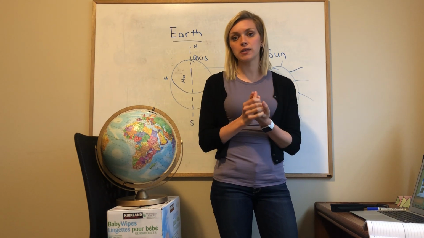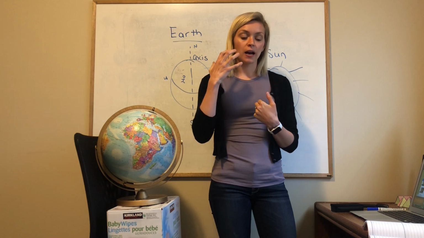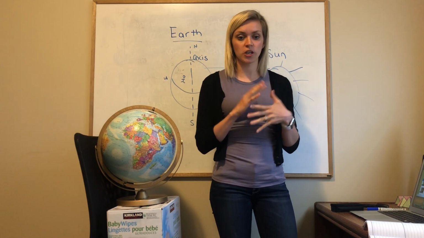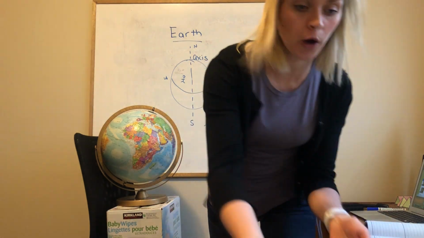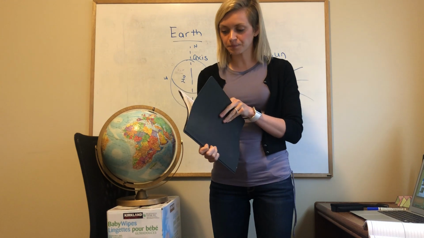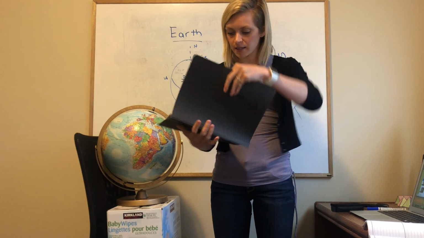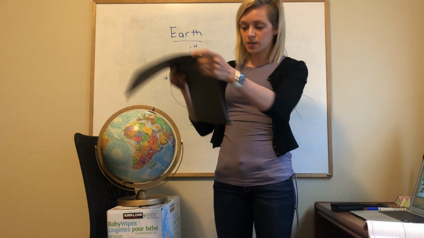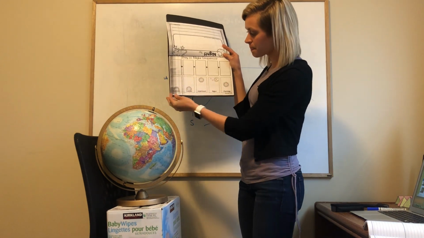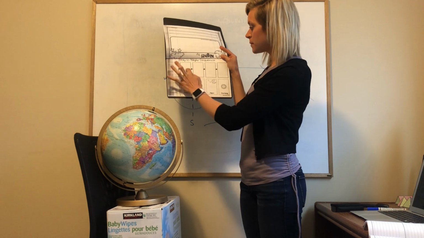So your job now is to complete the sunrise sequence page in your science book. Let me grab mine for you. So you're going to go to your science book. The day and night sequence looks like this. Your job is to cut out the bottom and to put them in the right spot.